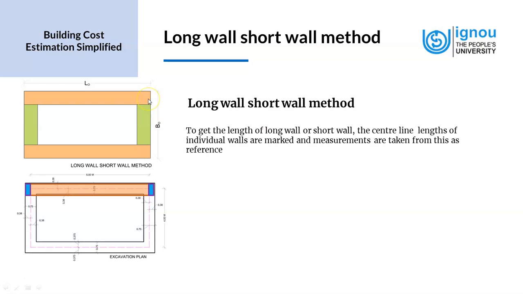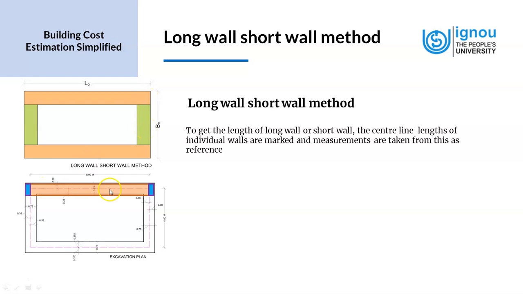So we have this individual wall taken so that we avoid overlapping, and we take them as separate walls. Here we have the short wall, and here we have the long wall. Long wall, as its name indicates, is a longer wall, and the short wall is one that is running perpendicular to the long wall.